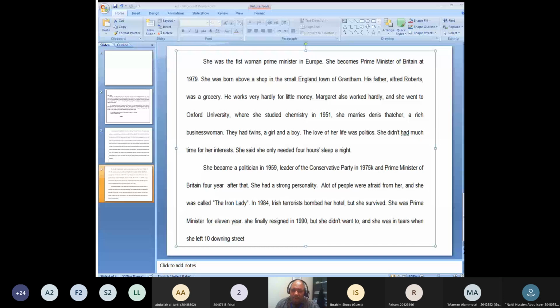So he works very hardly for little money. We said hard, right? We're talking about her father. Should we use s with it? We say works or what? It should be he worked, with ed. He worked very hard for little money. Margaret also worked hard and she went to Oxford University where she studied chemistry in 1951.